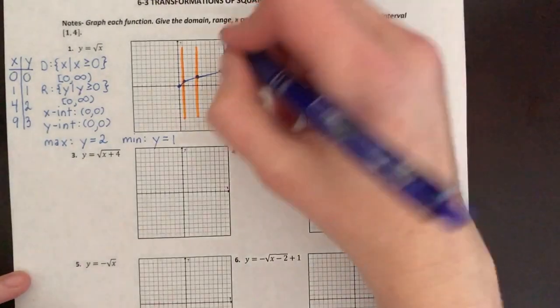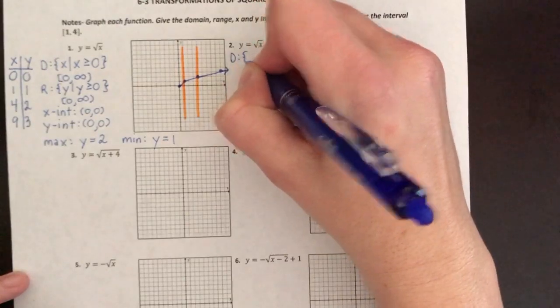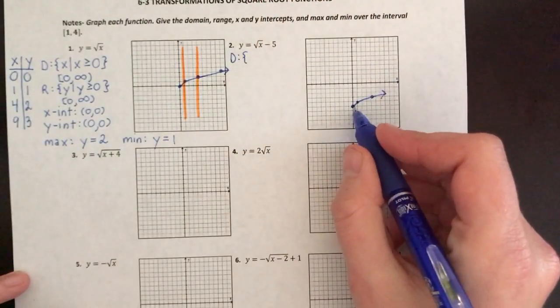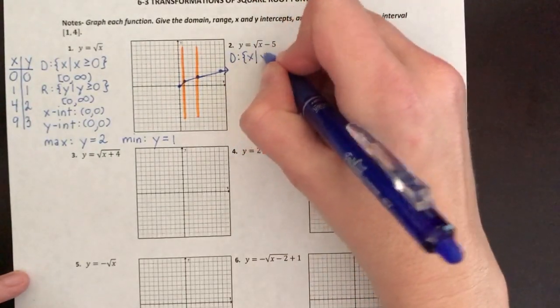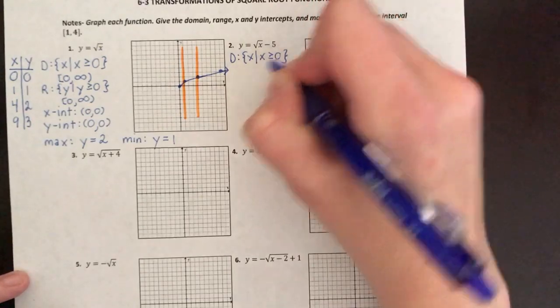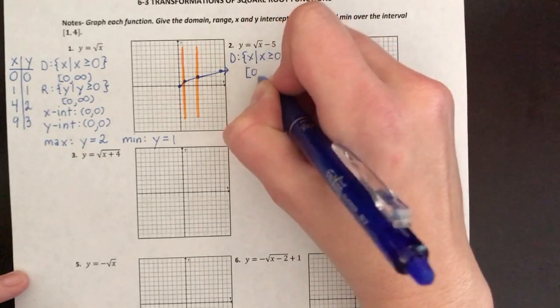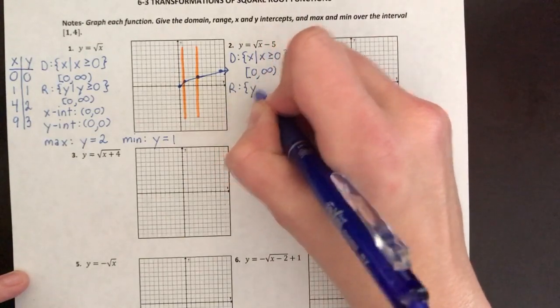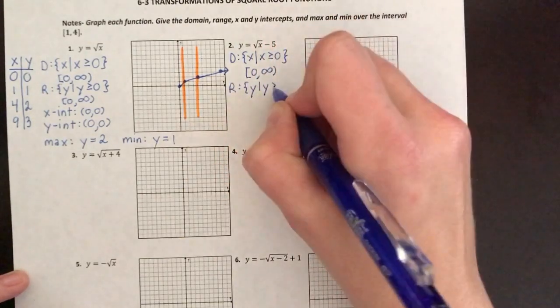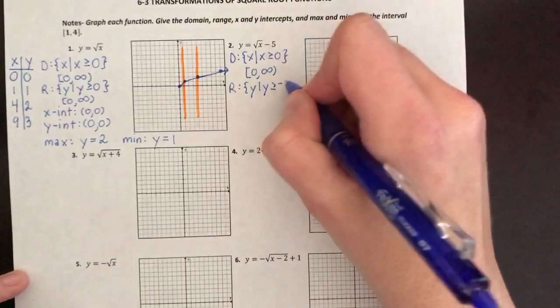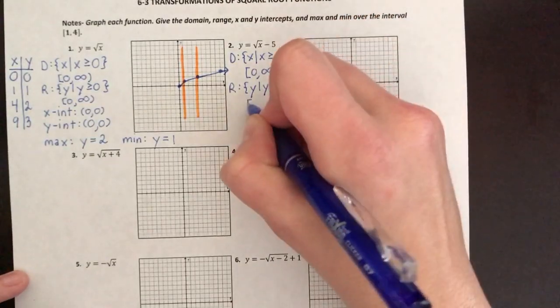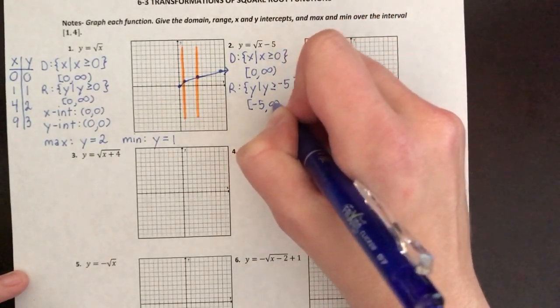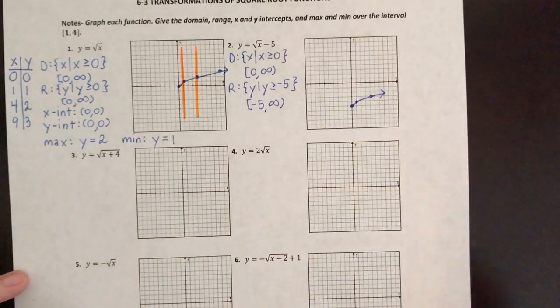Okay, and then from there, my domain, it has only shifted down, not left or right, so it is still the same. x such that x is greater than or equal to 0. 0 to infinity for interval notation. My range, y such that y is greater than or equal to now -5. And then -5 to infinity for the interval notation.